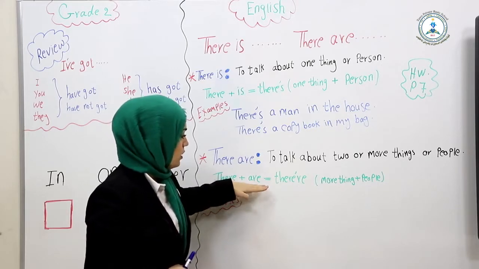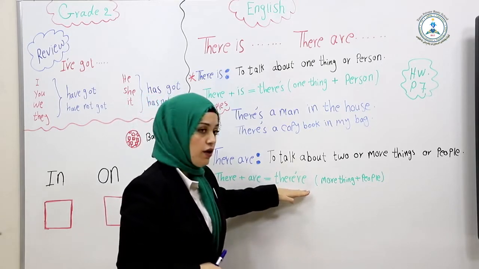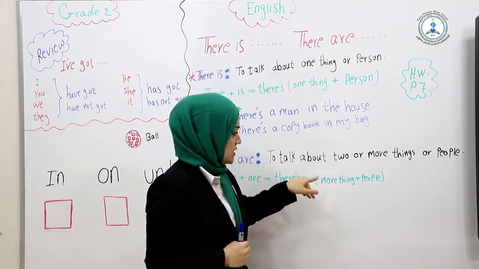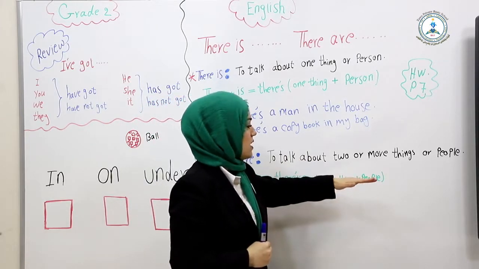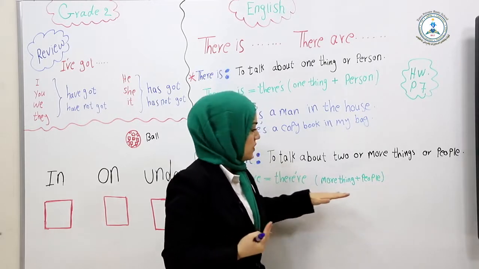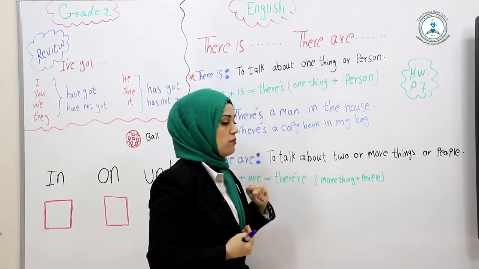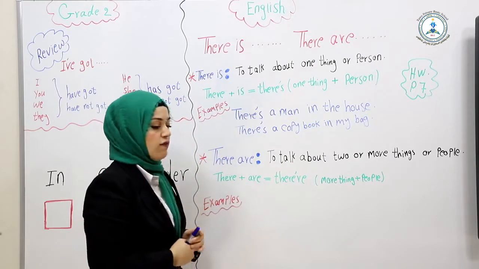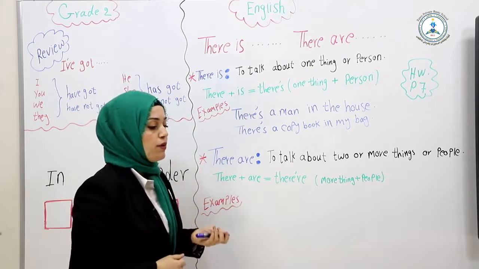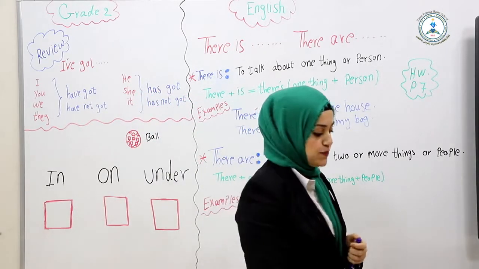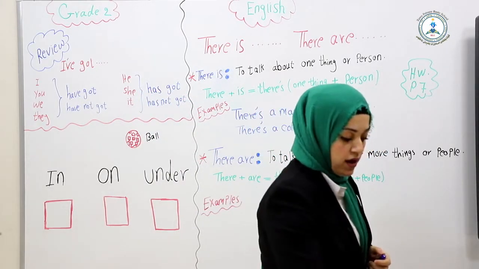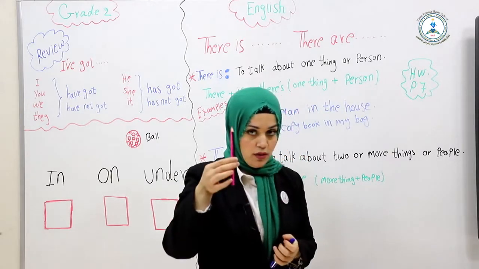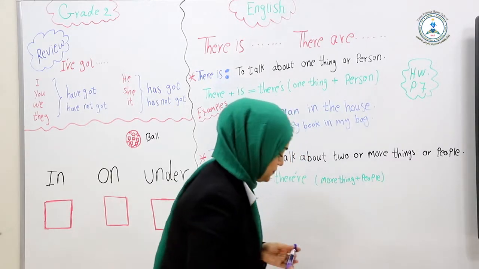There are, the short form of there are. We use it for more things and for people. That's the plural. Let me give you some examples. For example, we say there are two pencils on the table.